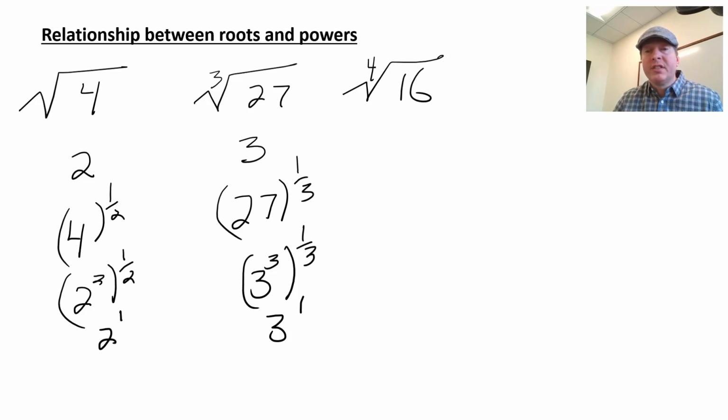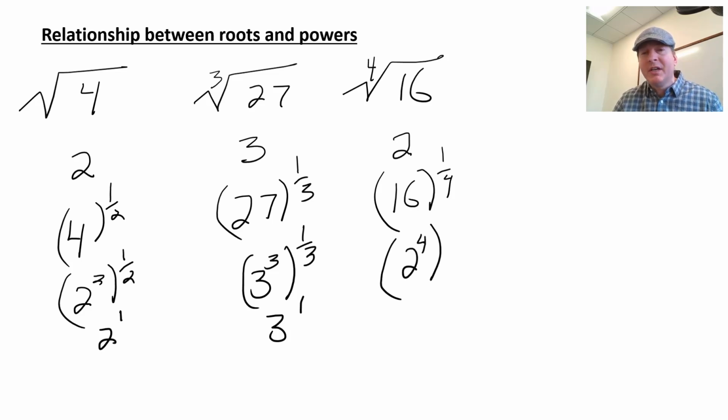The fourth root of 16 happens to be 2. It is 16 raised to the power of 1/4. 16 is 2 to the 4th. 2 times itself 4 times is 16. So 2 to the 4th to the 1/4. 2 to the 1. The fourth root of 16 is simply 2.